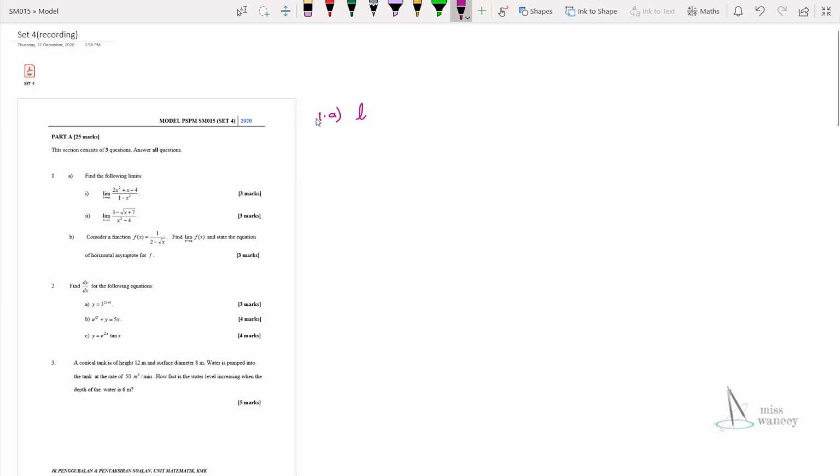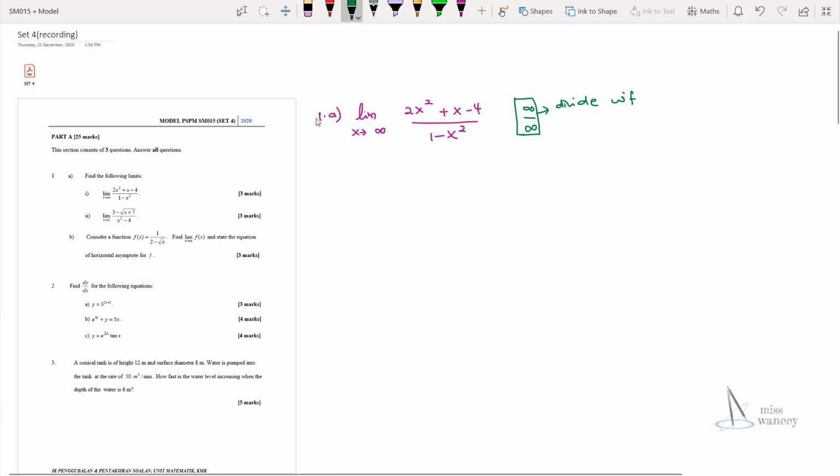We have to find the limit as x approaches infinity of (2x squared plus x minus 4) over (1 minus x squared). If we try to substitute x equal to infinity, we end up with infinity over infinity. This is an indeterminate form. Therefore, there is only one way to solve this: we need to divide by the highest power of the denominator.